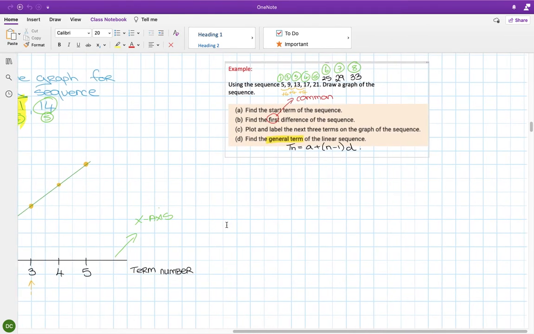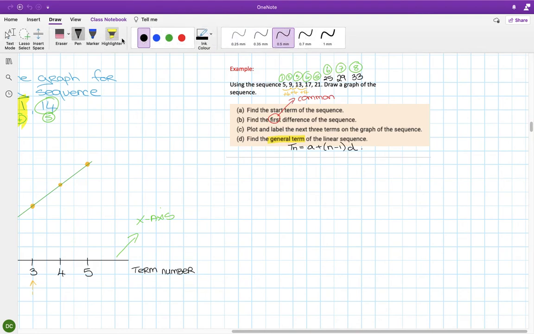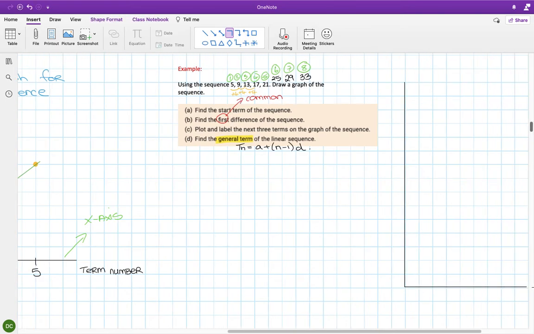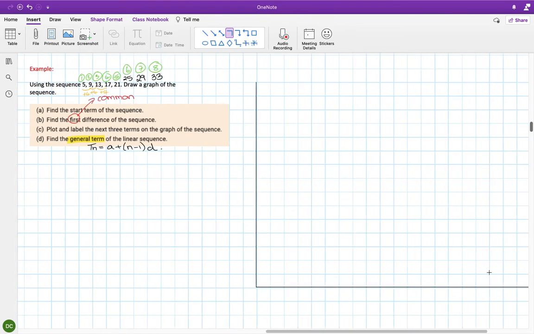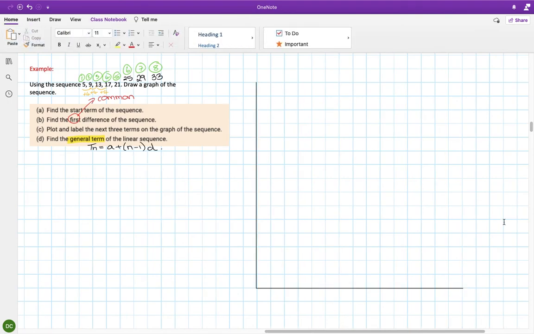Right, so let's see. Insert, no, yeah, black. Insert my graph. Okay. Right. There. I think that should be enough room, I hope.